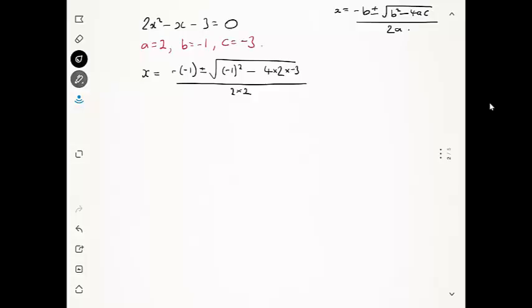So what am I going to do next? Well, next I'm just going to get rid of as many of the minus signs as I can. So minus 1 is just 1. I've still got my plus or minus, the square root of, well, minus 1 squared is just 1.